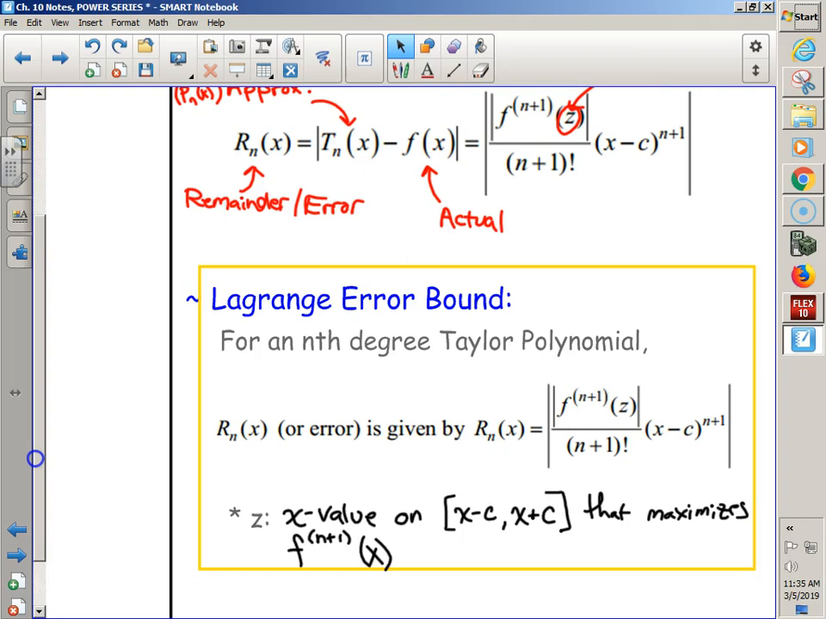Lagrange is, in some ways, shapes, forms, the worst case scenario.